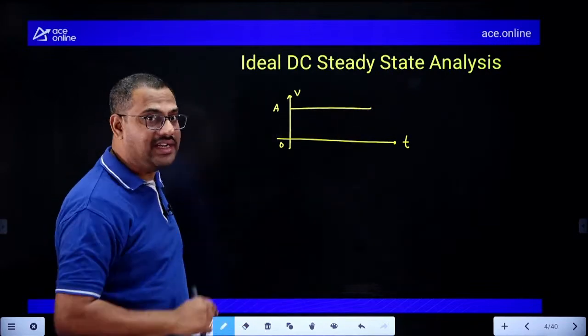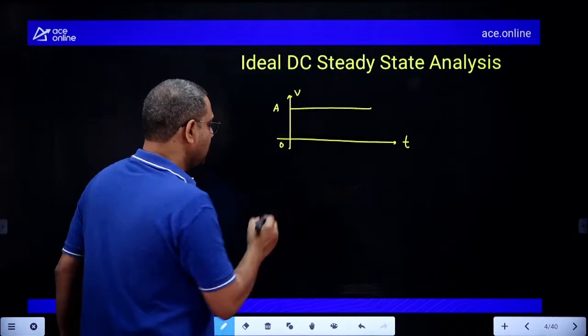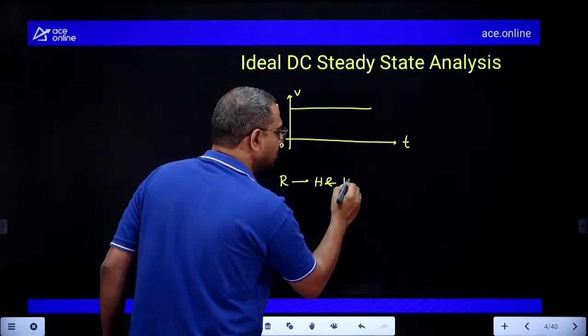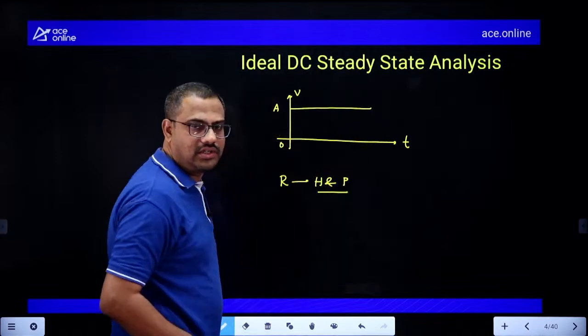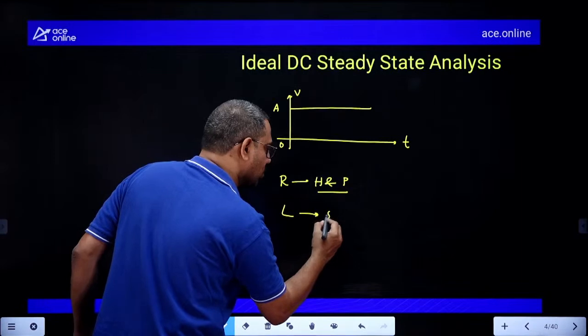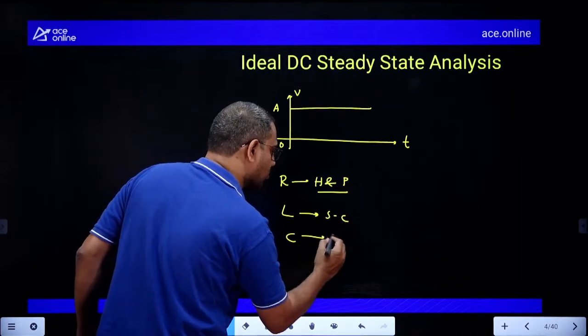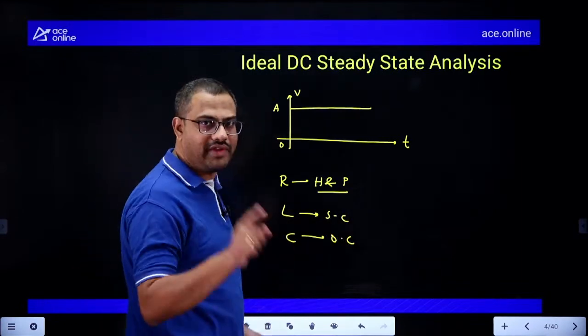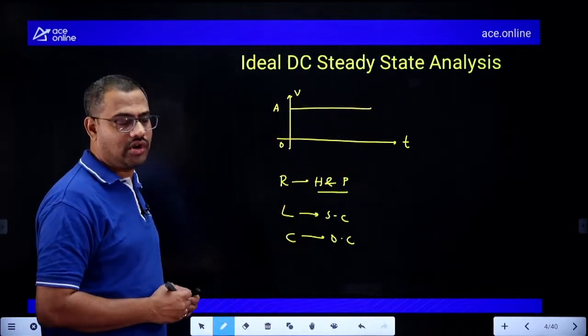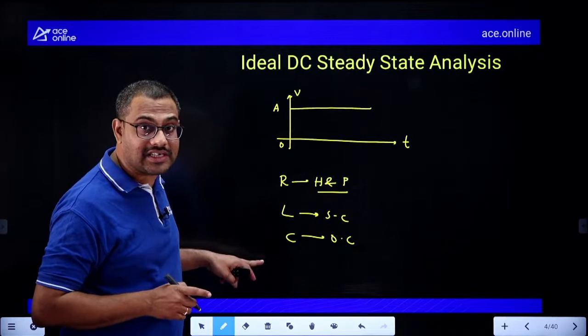And when I give ideal DC to our circuit components, yes, a resistor is homogeneous and proportional, a linear component, like DC voltage will give DC current. But a pure inductor acts like a short circuit and a pure capacitor acts like an open circuit. So when I give ideal DC to my circuits, the resistor is a homogeneous proportional component, but the inductor acts like a short circuit, the capacitor acts like an open circuit.